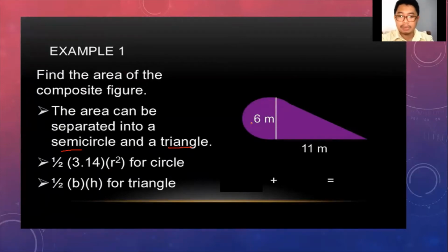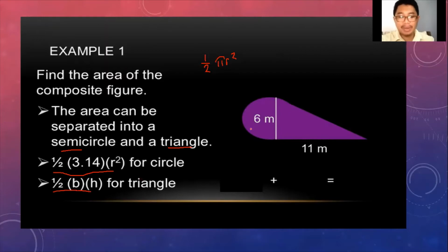Based on our illustration, we have here a semicircle, and can you still remember the formula used to find the circle? That is pi times r squared. Since this is just a semicircle, we are going to divide it into two. So we have 1/2 times 3.14 times r squared for our circle, and for the triangle, we are going to find the area using the formula 1/2 times base times its height.